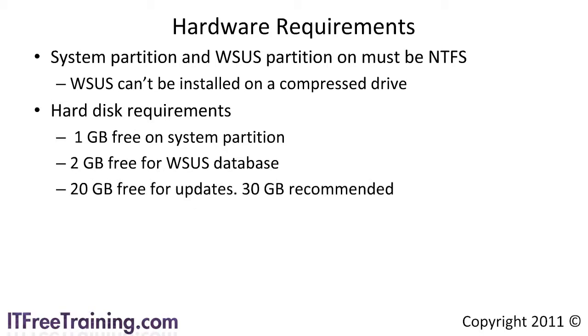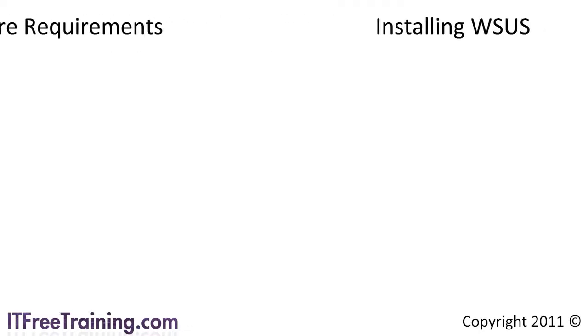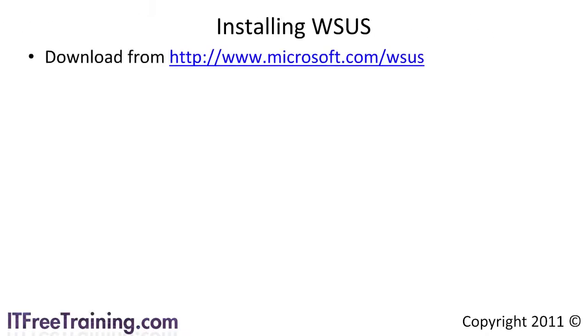As you will see later on in the configuration of WSUS, how many products you decide to download and the updates you choose will determine how much disk space is required. To install WSUS, you can download it from the Microsoft website. Just go to www.microsoft.com/WSUS for details. WSUS can also be installed from the Server Manager.